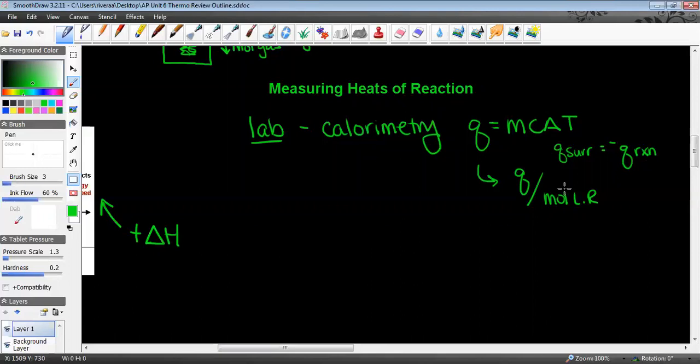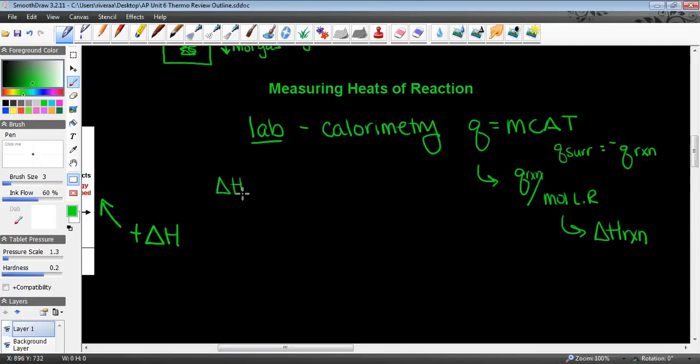So when you're looking at heats of reaction in calorimetry, you have to pay attention to this sign convention here. And then you have to divide whatever your Q of your reaction is by your moles of your limiting reactant to turn this into a delta H of your reaction. Okay, so that's one method of measuring a heat of a reaction is by measuring it in the lab.